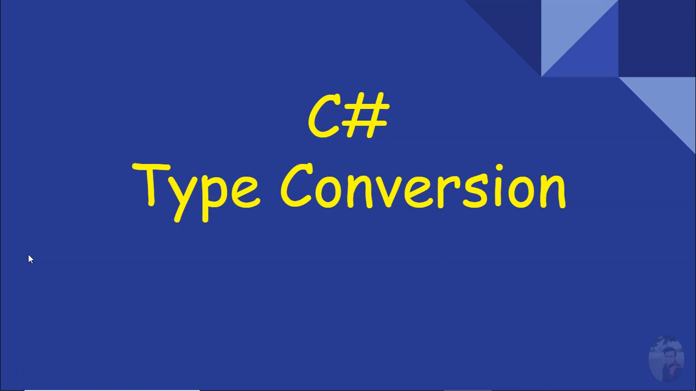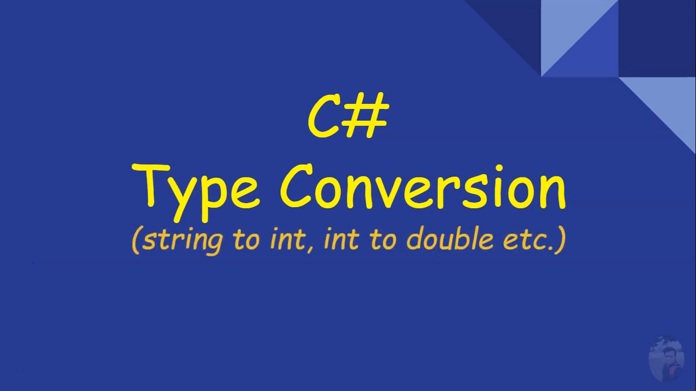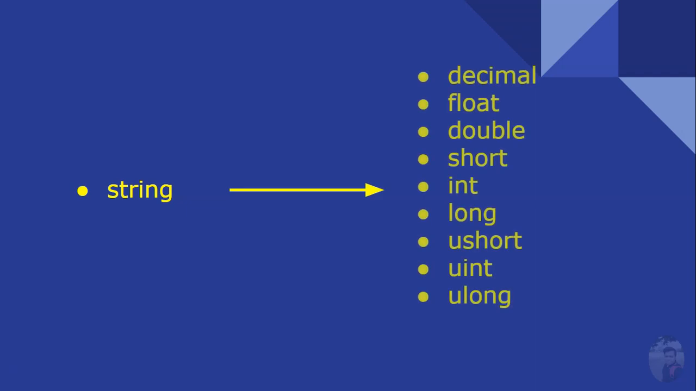That is how to convert different types among each other, like string to integer, integer to double, etc. So let's start. The first use case we'll see is how to convert string to these different types: decimal, float, double, short, integer, long, ushort, etc.